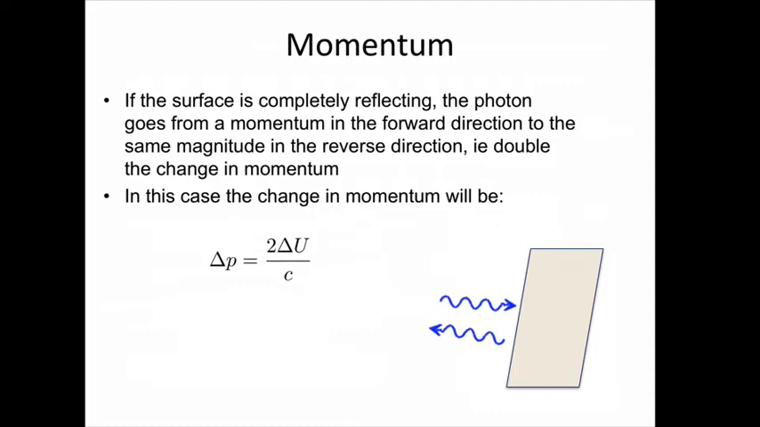Now, if the light reflects back off a surface, and so it is effectively bouncing back along its tracks, that light has had twice as big a change in momentum as if it got absorbed. In this case, the change in momentum at the surface is 2 times delta U over c. For all cases in between 100% reflection and 100% absorption, the gain in momentum will be somewhere in between these two values.